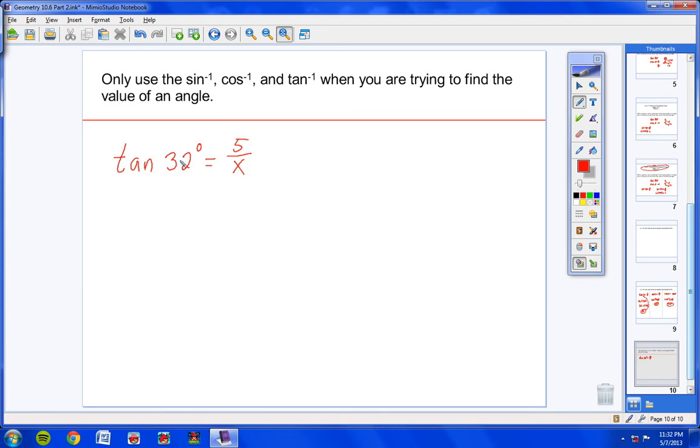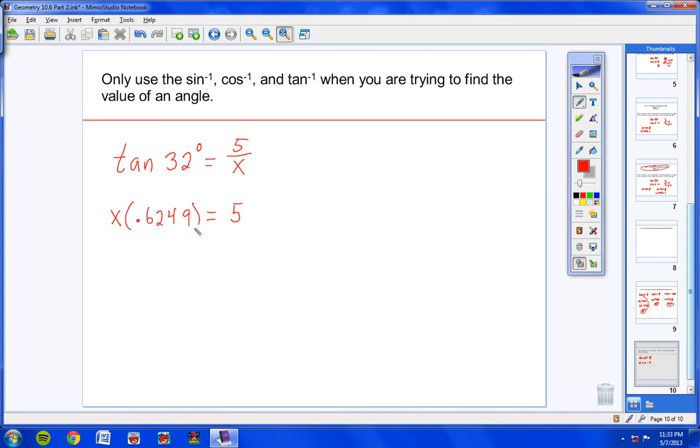Are we looking for a missing angle? No, we are not. We have the angle right here. So we are not going to use the tangent inverse button. We're going to solve this like we learned last week. Our denominator is x, so we multiply the right side by x. That leaves us with 5. On the left side, we multiply by x, and it's x times the tangent of 32. Now don't hit inverse tangent, it's just tangent of 32. You should get 0.6249.